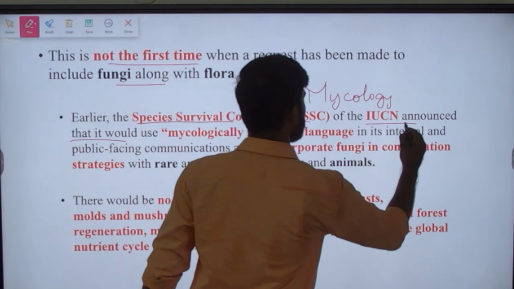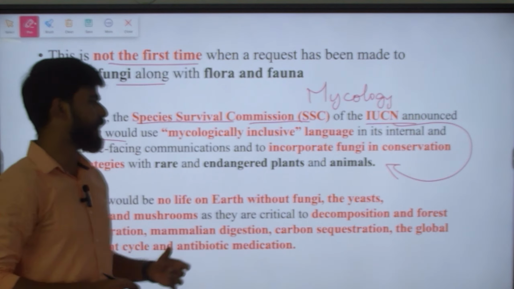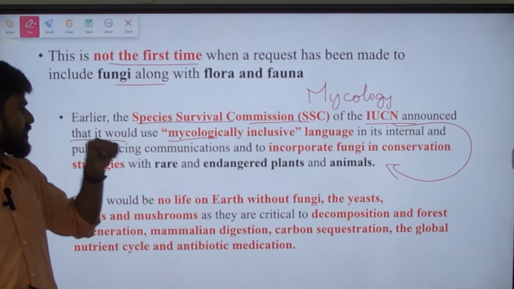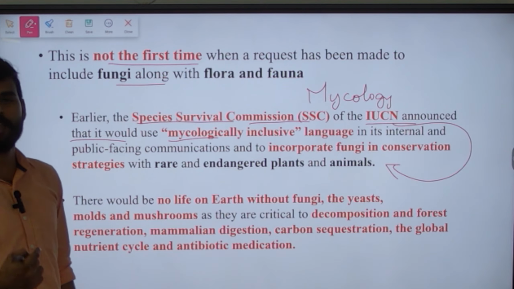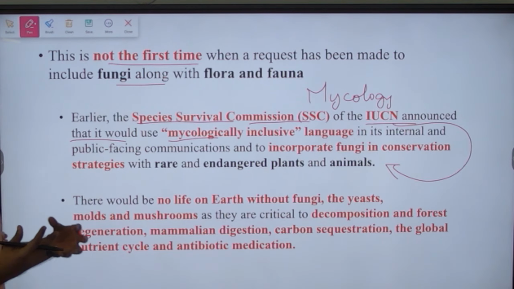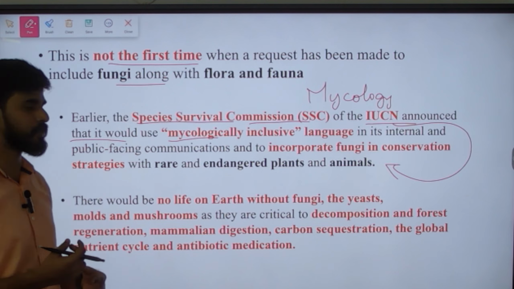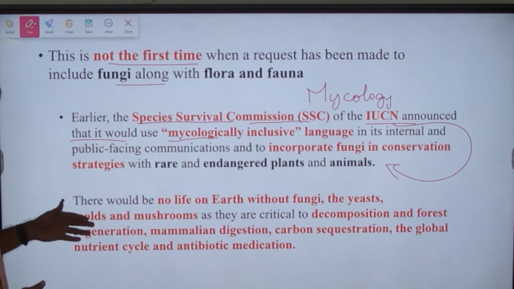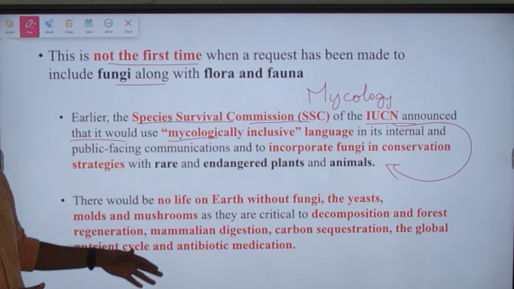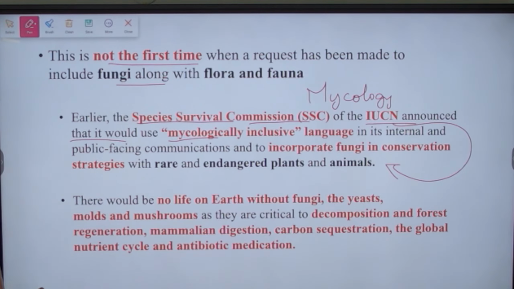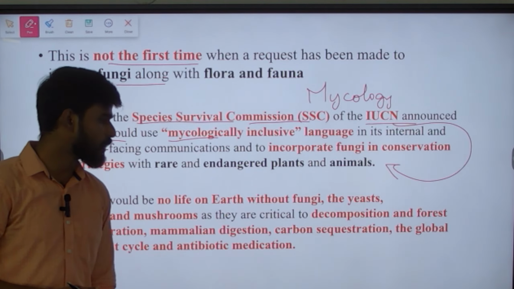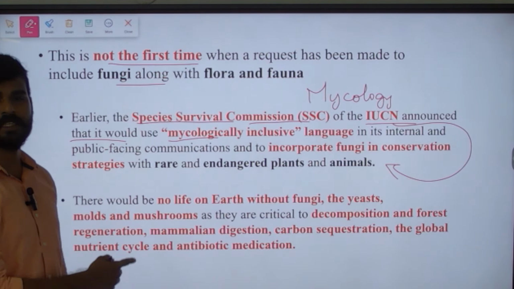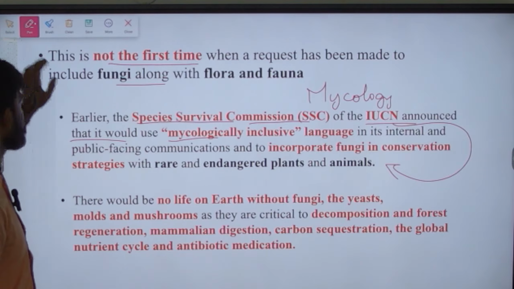Generally, IUCN is concerned about endangered plants and animal species. Now they are saying, in this commission, they have said even mycologically inclusive language will be used. Okay, which means even fungi will be taken as an important component for conservation strategies. Next, there would be no life on earth without fungi. For example, you have yeast, mold and mushrooms, and they all play a critical role in decomposition and forest regeneration, mammalian digestion, carbon sequestration and global nutrient cycle and antibiotic medication. So all these applications we will see in detail in upcoming slides.